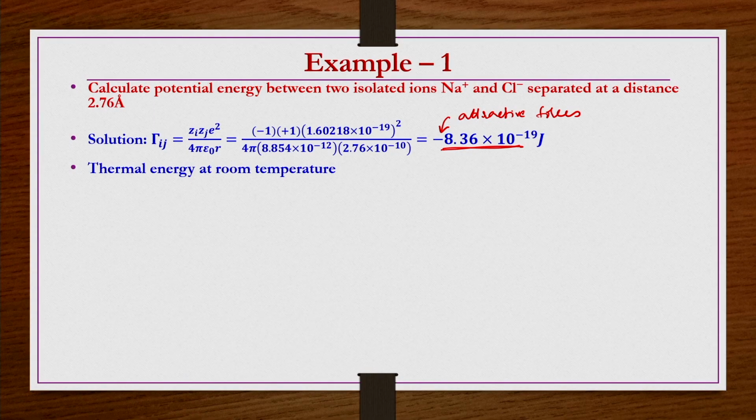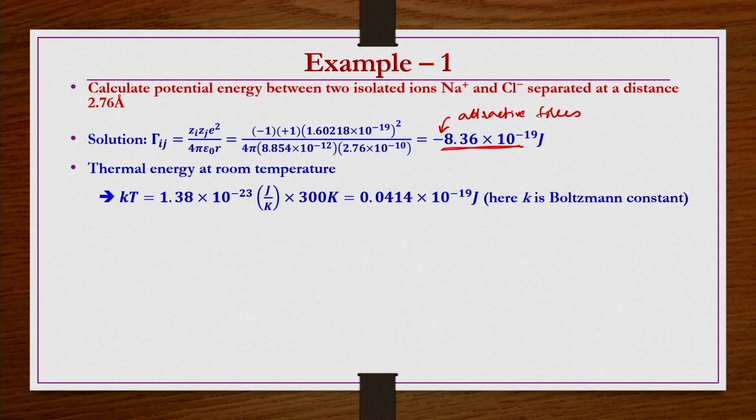But we can understand this much better when we compare it to other kinds of forces. Let us say the thermal energy at room temperature, that is 300 Kelvin. If you calculate, it is kT, where k is the Boltzmann constant, 1.38 × 10^-23, and the temperature is roughly 300 Kelvin. It comes out to be 0.0414 × 10^-19 joule. The order of 10^-19 is intentionally kept like this so that we can compare.